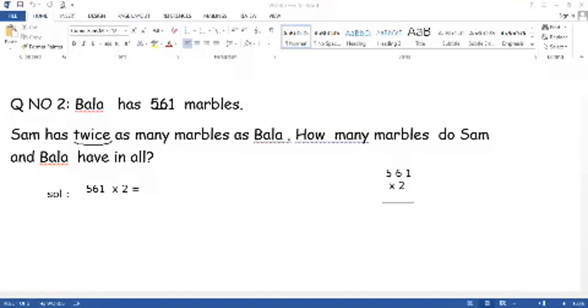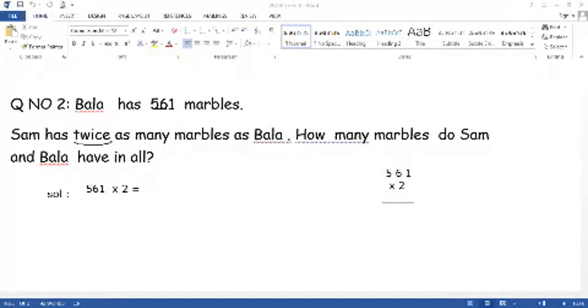Mutahir, are you doing the work on the notebook? Yes. Ma'am, I was writing the question and forgot that we don't have to write the question, just write the question number two and then do the working. Okay, then start your working.